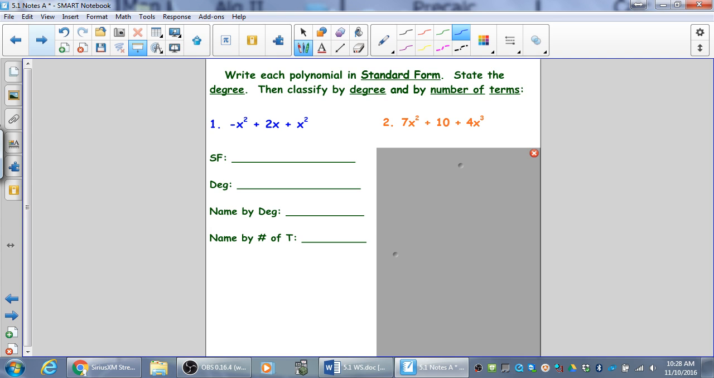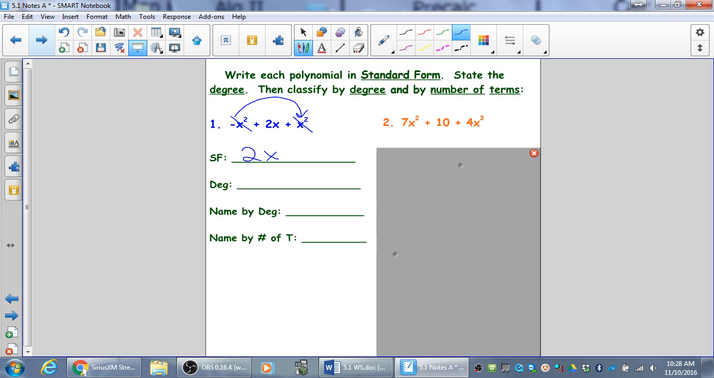Write each polynomial in standard form. State the degree. Classify by degree and by number of terms. All right, so some of this is pretty straightforward. Put in standard form. Well, we can combine like terms. So negative x squared plus x squared, those actually cancel out because negative 1 plus 1 is 0. So the standard form is just 2x.